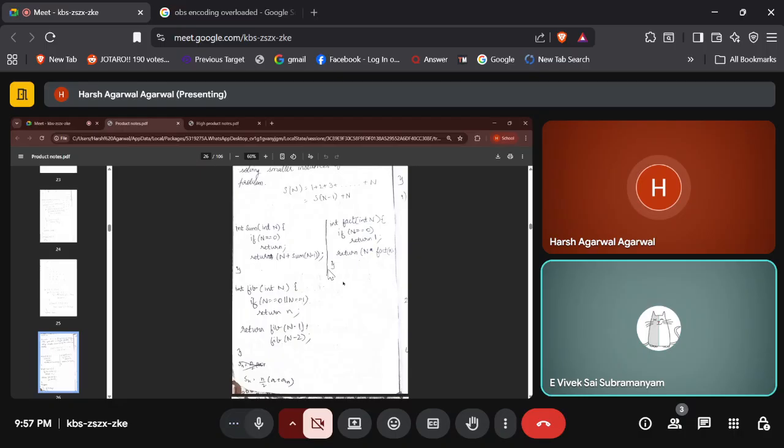Then what can we do next? n plus sum of n minus 1. What are we doing there? It is the sum of n numbers, the sum of the first n natural numbers. Fine, I got it.